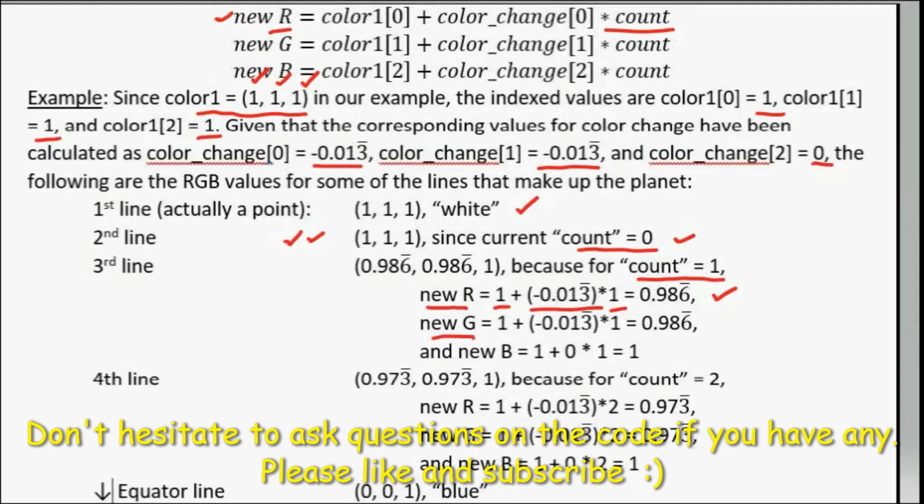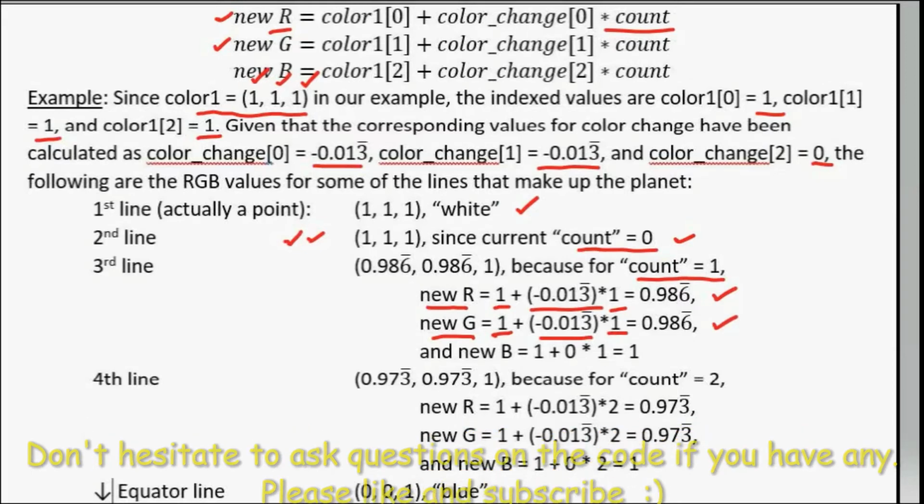Now, what is the new G? I'm using the formula for new G up here in the upper portion of the screen. 1 is the second index item per color 1. Note the index is 1. And then negative 0.013 repeating is the color change index 1. And the count now is 1. And look, our new G is no longer 1, but it is 0.986 bar.